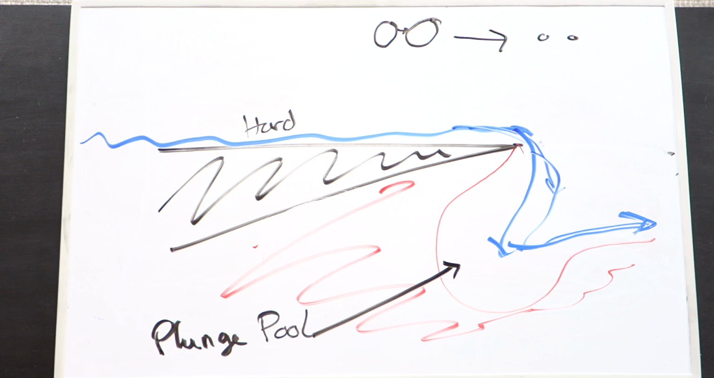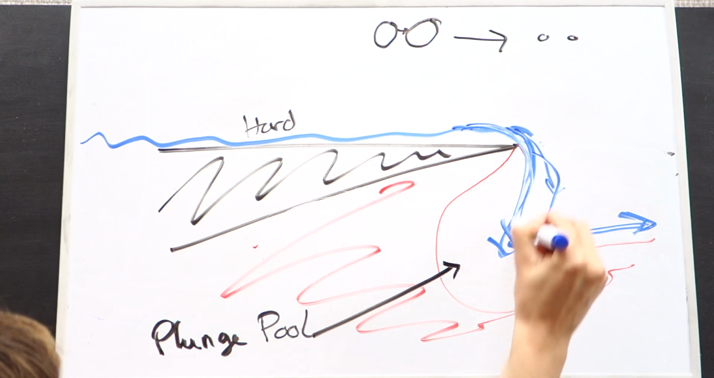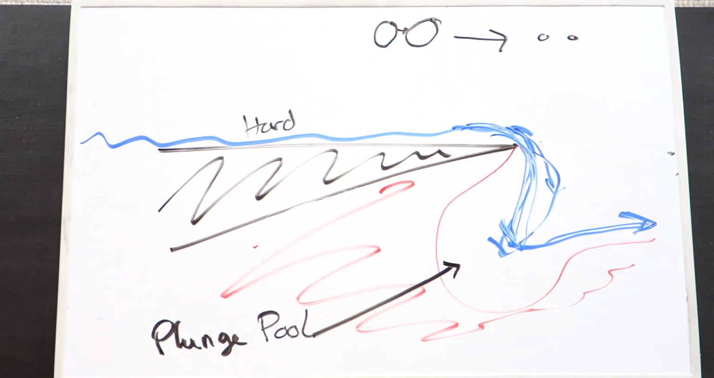Tell your screen what forms of erosion break down the river bed and the river banks. If you said hydraulic action and abrasion, well done, they're the correct answers. So hydraulic action happens in the plunge pool because the force of the water flowing over the waterfall erodes the riverbed.